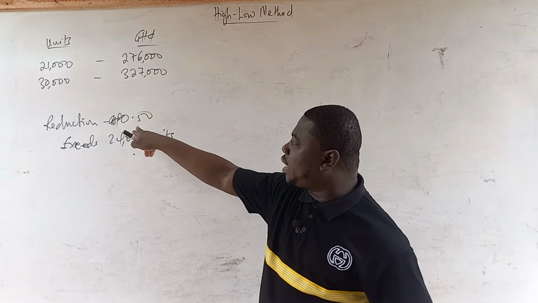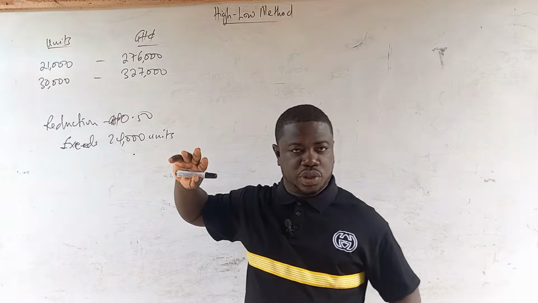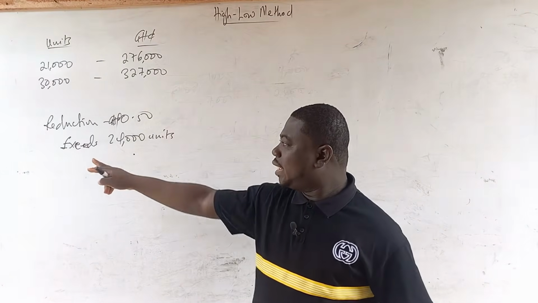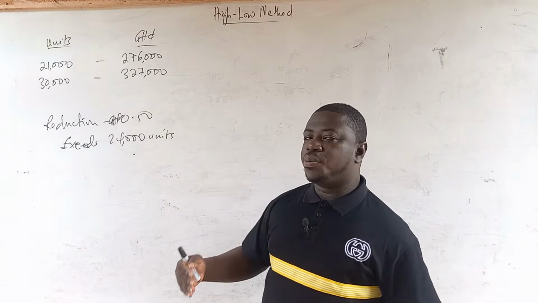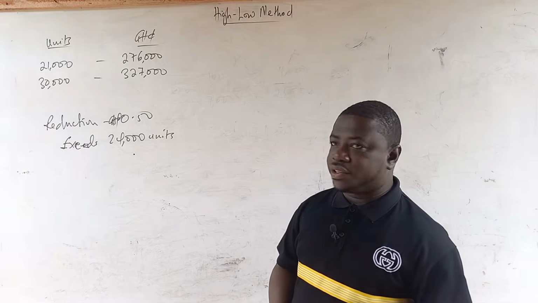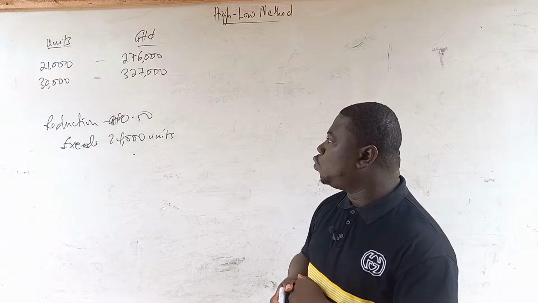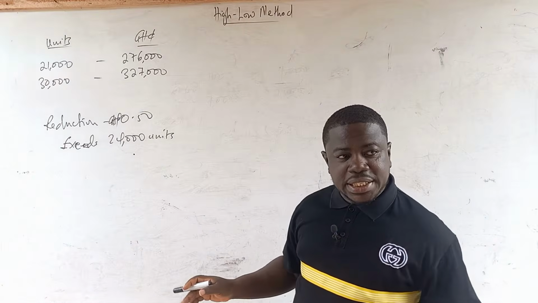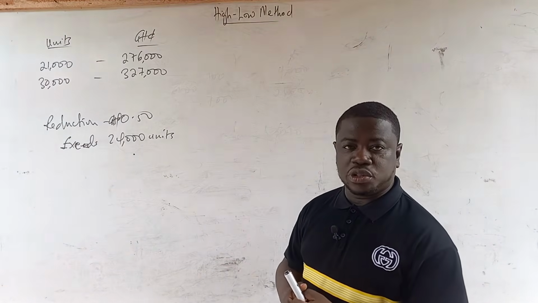Now, that is not all. We are told also that the reduction of the 50 pesos does not affect the entire units produced. It only affects the excess of 24,000, only the extra. Now, we are supposed to use that to predict the total cost of producing 28,000 units. Of course, we need to find the variable cost per unit just as we do for the high-low method. In this case, there was no step up in fixed cost. There is only a change in the variable cost per unit.